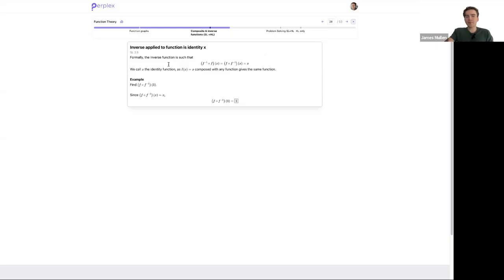This is the formal definition of the inverse function. f negative 1 of f is just x. So here's a silly little example. If I do f composed with f negative 1 of 3, I'm just going to get back 3, essentially because f of f negative 1 cancels and just gives me back the same thing.